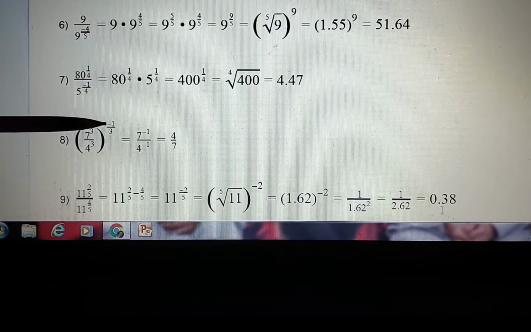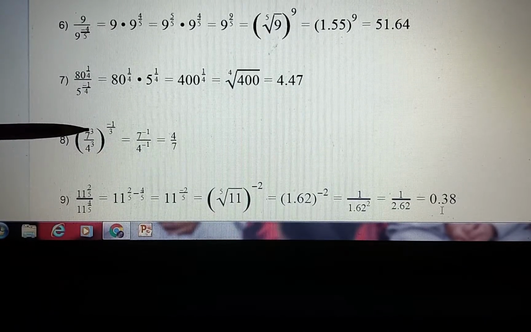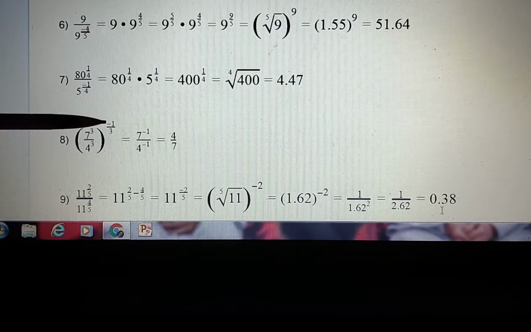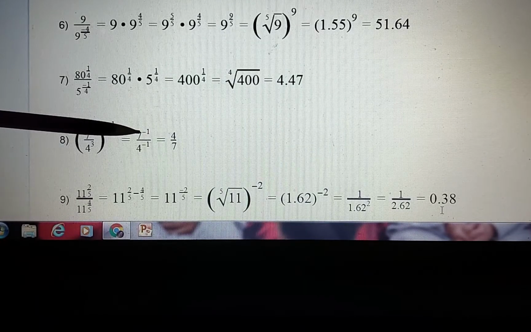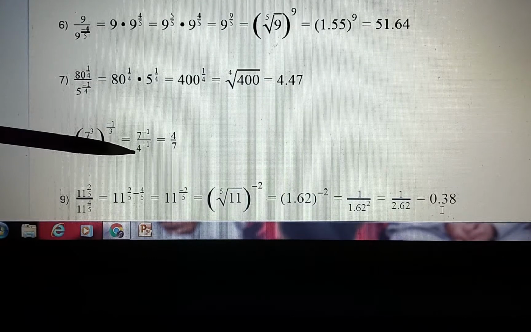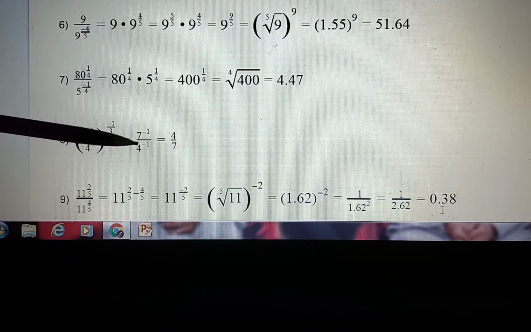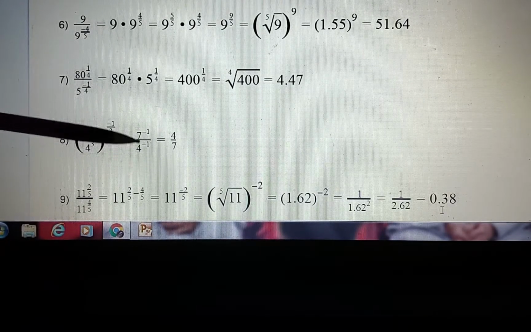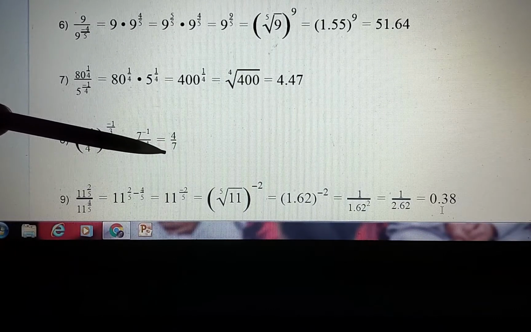So remember, when you have two exponents, it means multiply the exponents. So 3 times negative 1/3 is the same as negative 1. So I get 7 to the negative 1 over 4 to the negative 1. Now all I have to do is get rid of those negatives by flipping this base from 7 over 4 to 4 over 7.